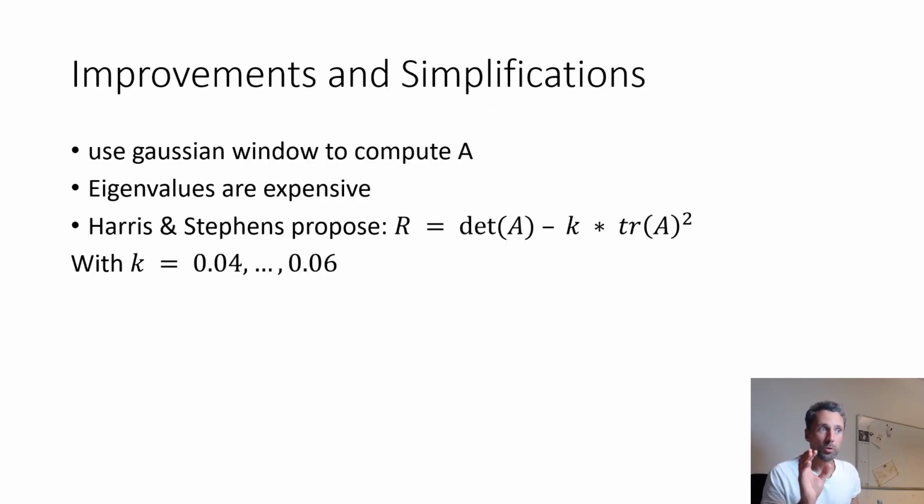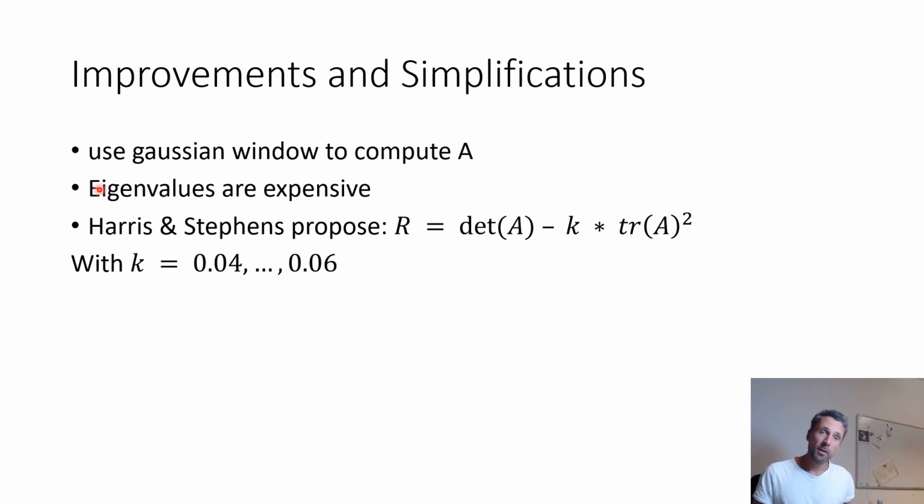So the authors also propose a list of simplifications or improvements to the method. One is that we'll use a Gaussian window. Remember, our structure tensor is the sum of the squared x gradients and the squared y gradients and the product of the x and y gradients. And the sum is over all x and y positions in the window. What we'll do is use a Gaussian weighting such that the center gradient information is more important than the peripheral gradients.